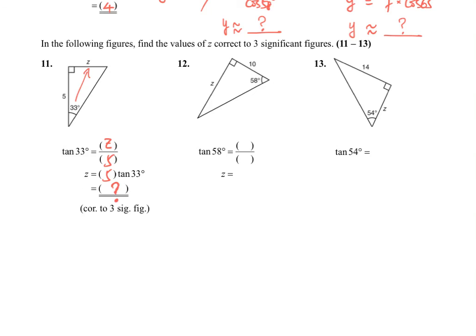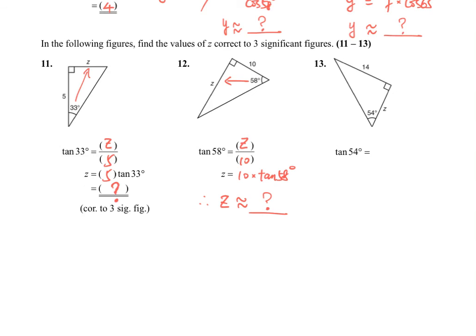So it equals the opposite side, which is z, over the adjacent side, which is 10. z equals 10 times tangent 58 degree. Therefore, z approximates to, using the calculator to get the answer.